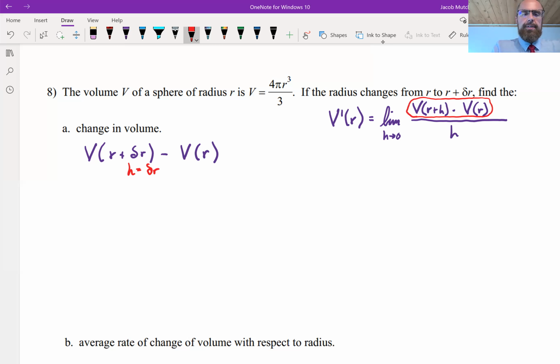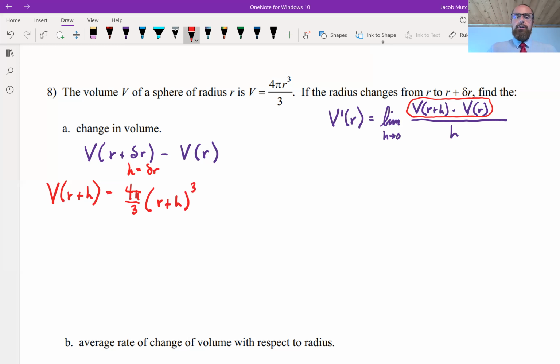So now I'm ready to set up this difference. Again, that's the numerator from the definition. So let's define our 2 pieces here. So volume of r plus h, so it's the larger volume after the radius is increased by a distance of h, is going to be that original function, so 4 pi over 3 times r plus h cubed. And notice how I've just pulled that radius over to the side, and I've grouped my 3 constants as a fraction over on the left, 4 pi over 3.